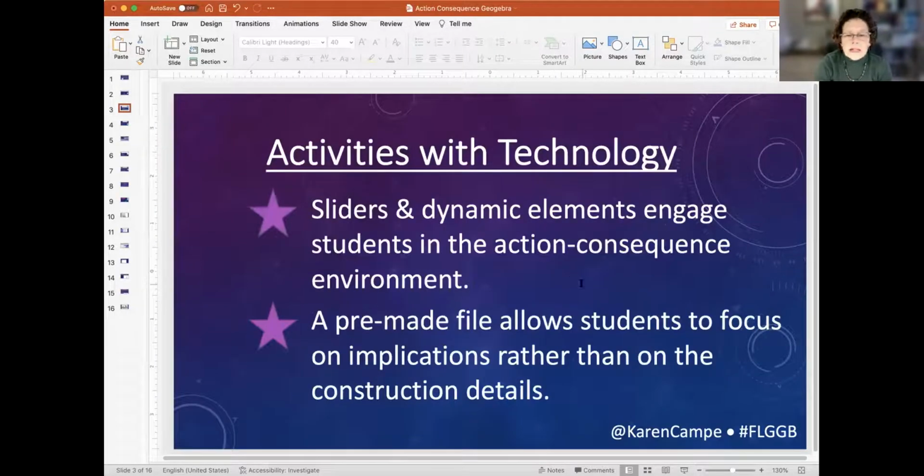So what kind of activities with technology are we going to use? I use sliders and dynamic elements to engage students in the action consequence environment. And I try to give students a pre-made file to allow them to focus on the implications rather than on the construction details. Now, of course, there are situations where I want to do the math on the fly, like Ed did this morning, or situations like what Sarah was doing where we want students to perform the constructions themselves because it's part of our geometry curriculum. So pre-made files aren't always used, but they're a really nice help.